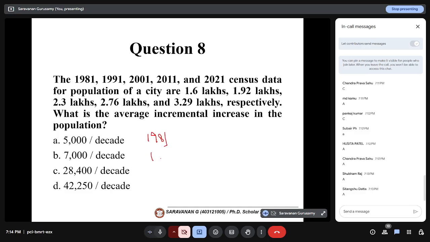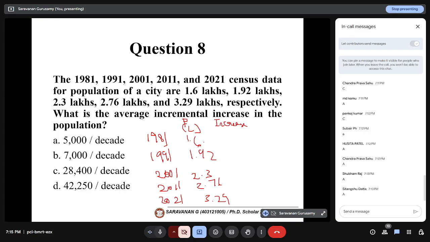1981, 1991, 2001, 2011, 2021. Every decadal population is given in lakhs, so you can take it in lakhs itself: 1.6, 1.92, 2.3, 2.76, 3.29. This is the population in the given year. So what is the increase in the population? 1.92 minus 1.6, what is the increase alone? That alone we can calculate. So 0.32.